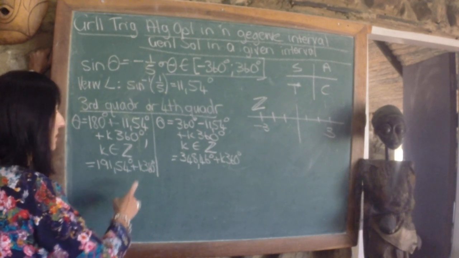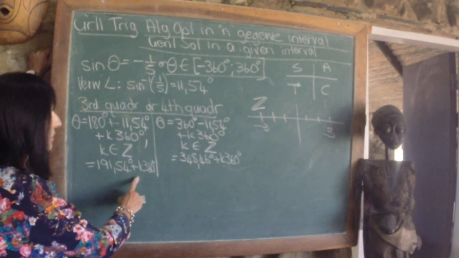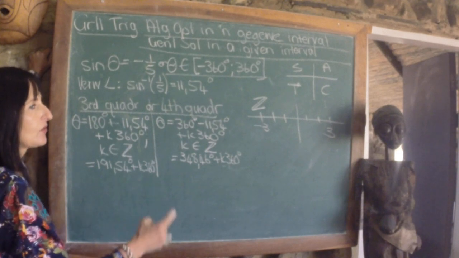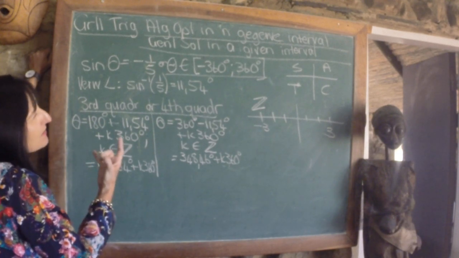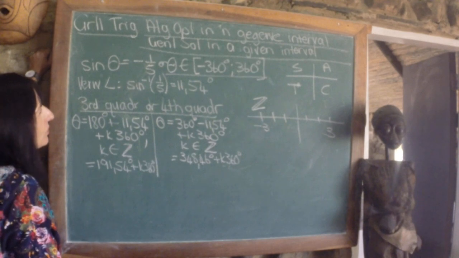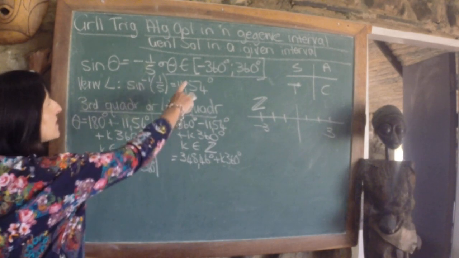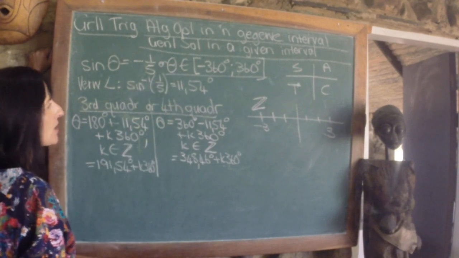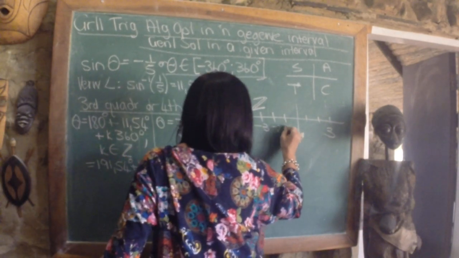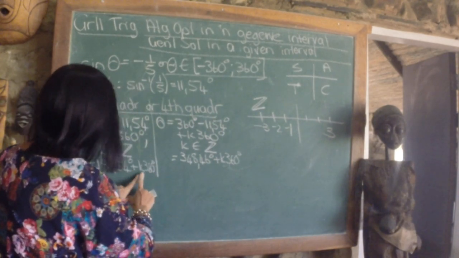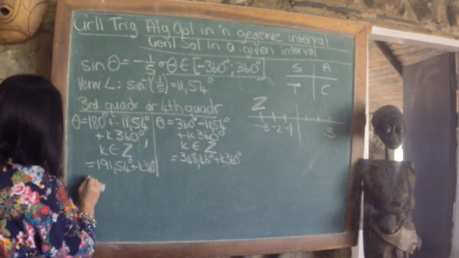Let's go to minus 2. Minus 2 gives you minus 720. If you add approximately 200, you'll end up on minus 500 and something. Also, way out of range. So let's go to minus 1 now. If we put in a minus 1, see what happens.